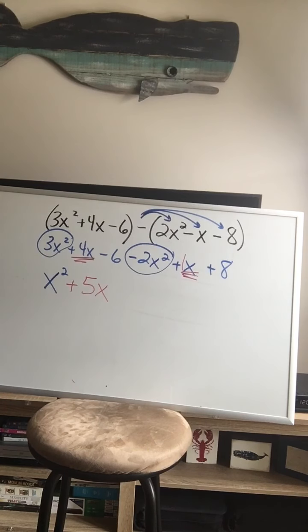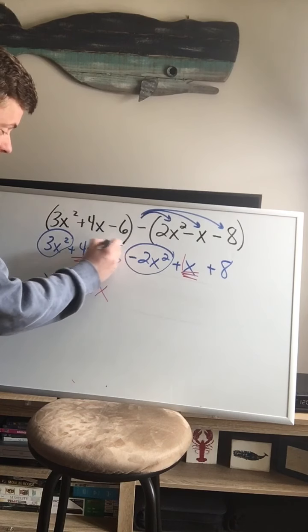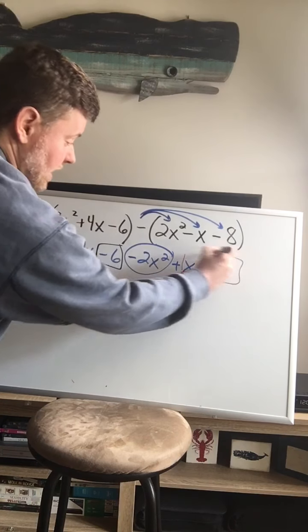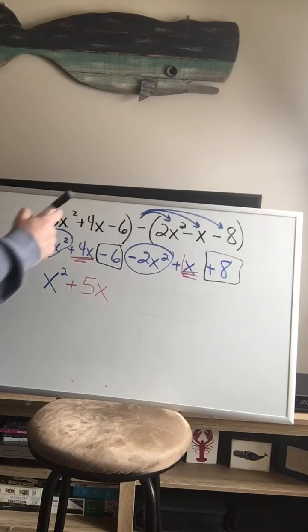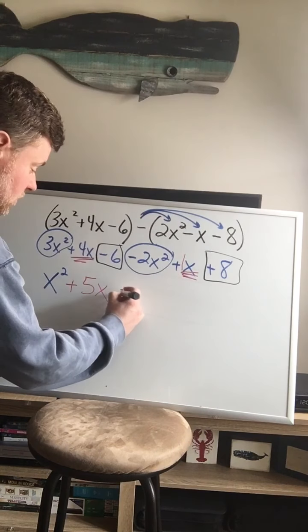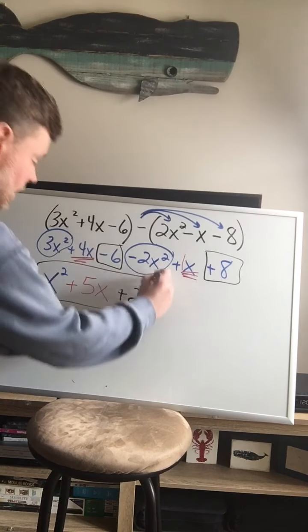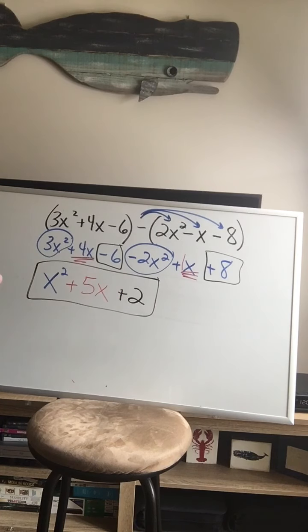And then what else do I have? I have the constants here. I have minus 6 and plus 8. So minus 6 plus 8 makes 2. That's going to be my final answer: x squared plus 5x plus 2. And I can't combine any more of that. I can't put the x squared with the x. Those are different terms.